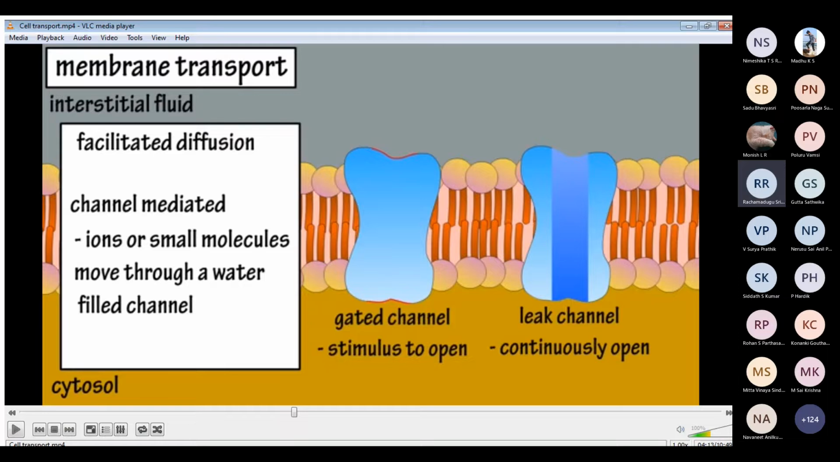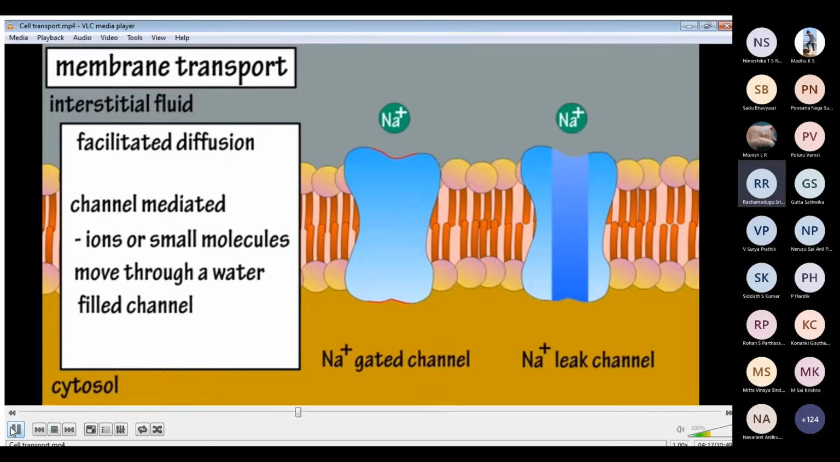Don't get confused. This is all just nothing but proteins present in the phospholipid bilayer. I have told you, the proteins act as transporters. So one kind of protein will act like a channel to allow the substances to pass through. So for a sodium positive ion, it can pass through a sodium positive leak channel continuously, and a gated sodium positive channel will only open due to a stimulus to allow the ion to pass through into the cell.